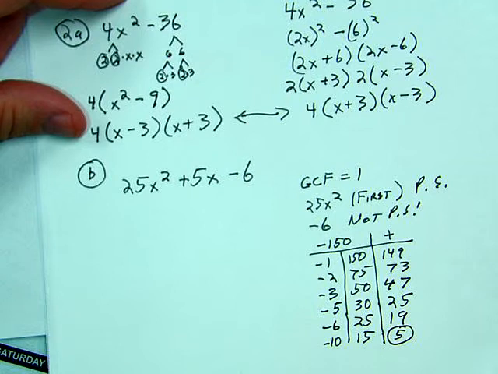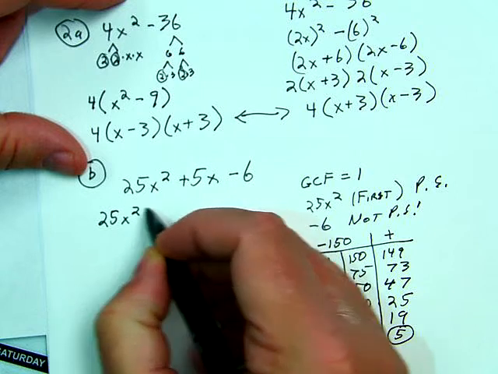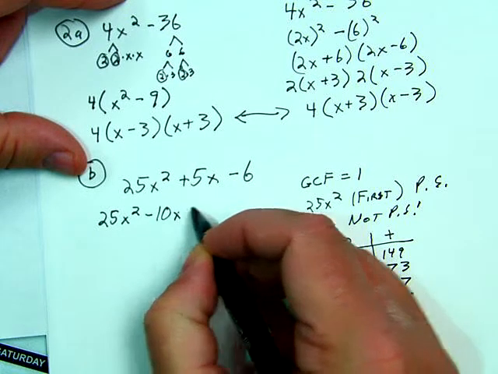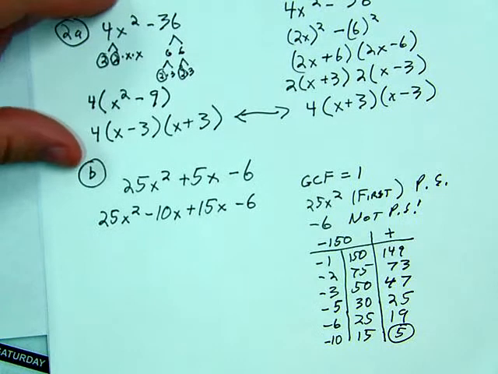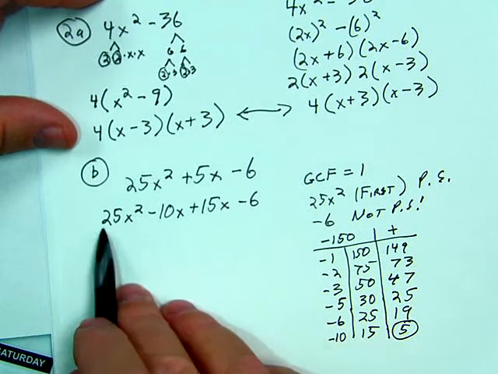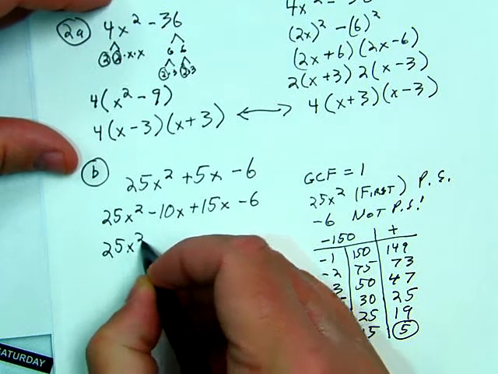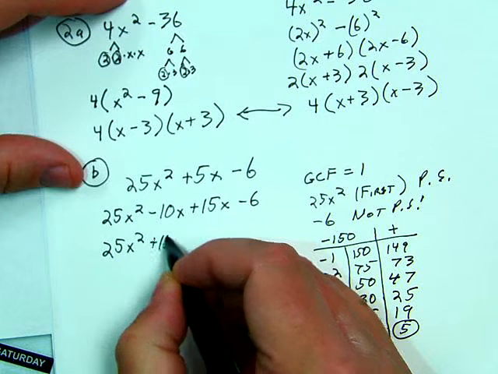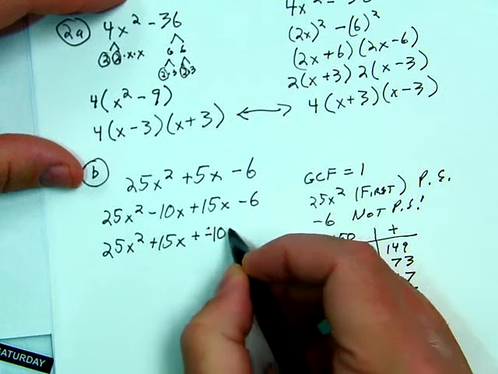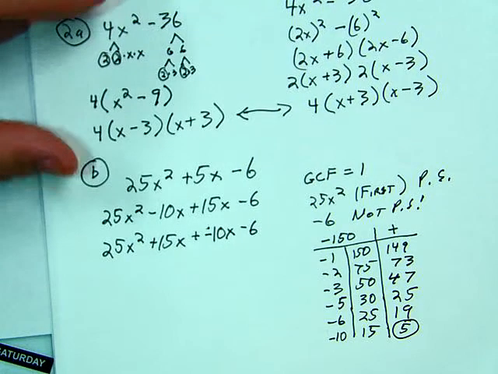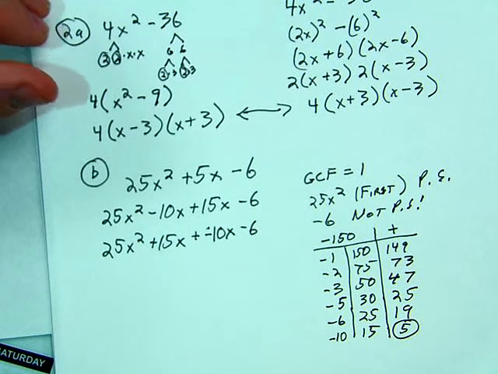And when I do so, I need to say 25x squared minus 10x plus 15x minus 6. Now I need to group, and I see 25 and 15, so I'm going to group those two together and then put these two together. So let's do that. 25x squared plus 15x, and I'm going to go ahead and say plus a negative 10x minus 6. All right. So when I do that, now I can group.